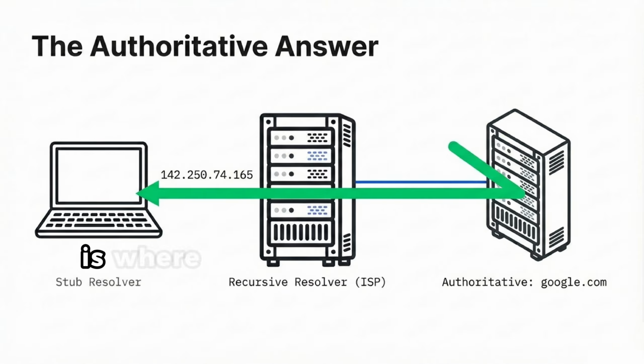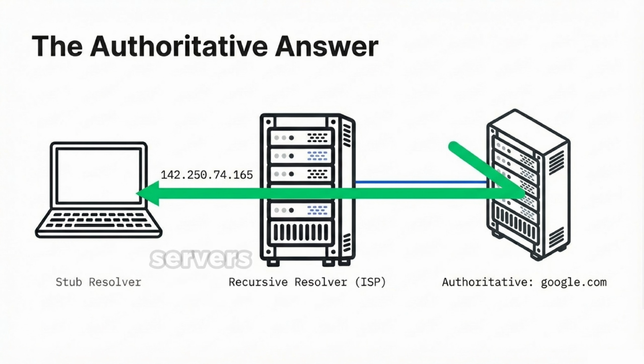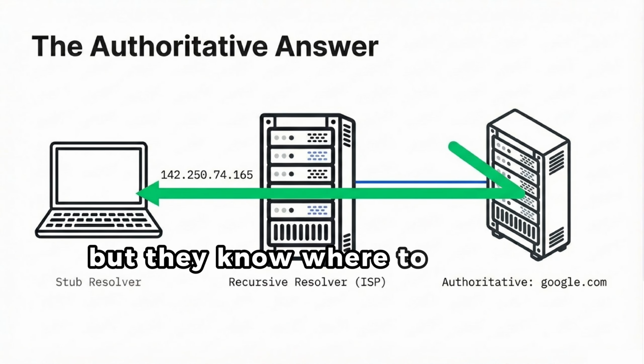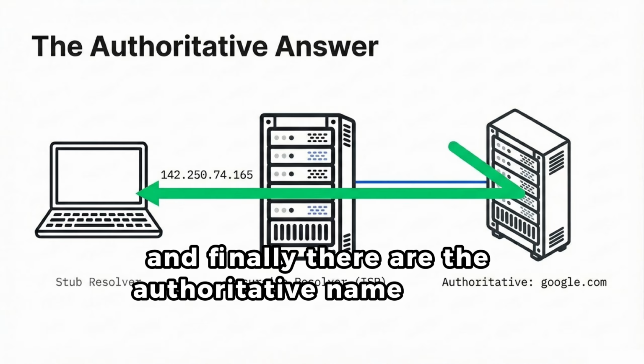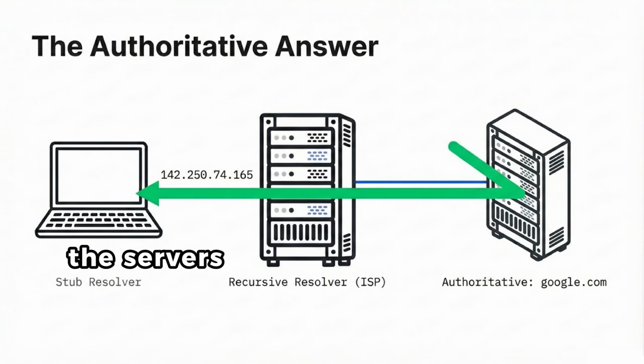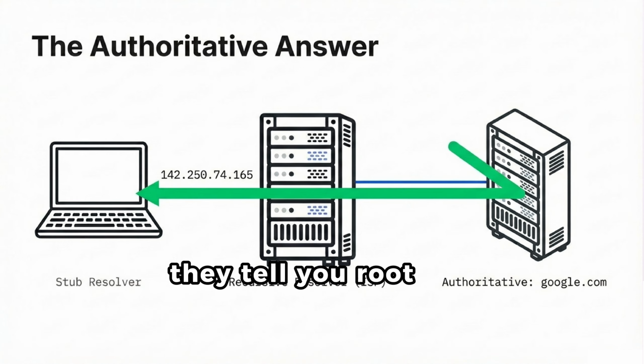What they do know is where to find the name servers responsible for com. Then there are the TLD name servers, servers operated by the organizations that run each top-level domain. The com TLD name servers don't know the address for mail.google.com either, but they know where to find the name servers responsible for google.com. And finally, there are the authoritative name servers for the domain itself, the servers that Google operates for google.com. These servers actually know the answer. When you ask them, what's the address for mail.google.com, they tell you. Root, TLD, authoritative domain. That's the chain.